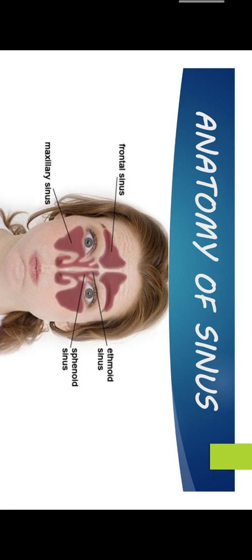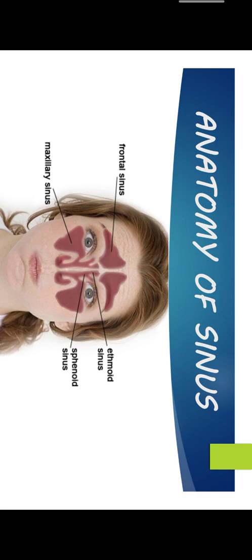First one is the ethmoid sinus. Ethmoid sinus is located inside the face around the area of the bridge of nose and it is present at birth. Then second is the sphenoid sinus. Sphenoid sinus is located deep in the face behind the nose and this sinus does not develop until adolescence. Then third one is the frontal sinus. Frontal sinus is located inside the face in the area of the forehead. This sinus does not develop until 7 years of age.